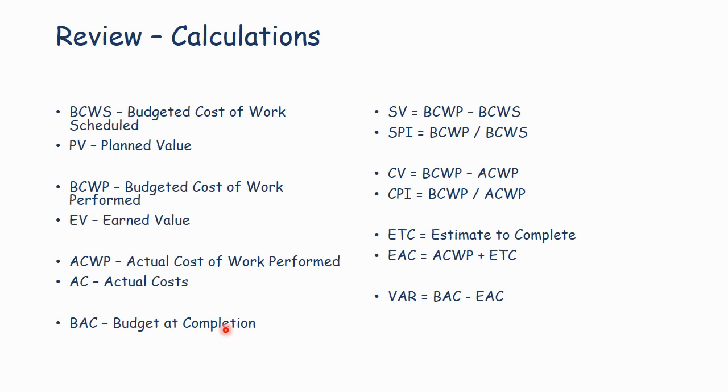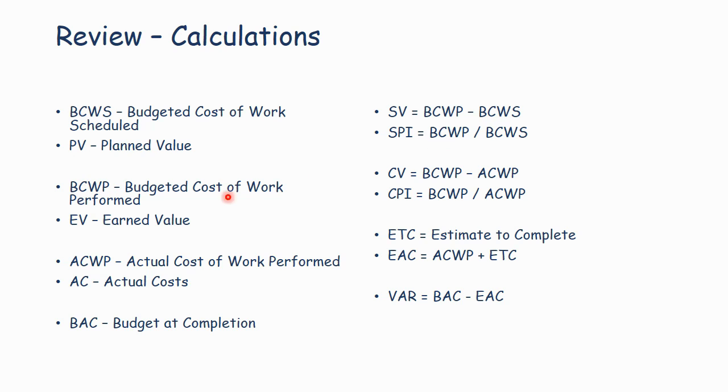The budget at completion is all of this BCWS rolled up into one total. So that's the total budget on the project. So schedule variance takes the budgeted cost of work performed, how much earned value you earned, and subtracts the budgeted cost of work scheduled. So if I perform more work than I was scheduled, this will be positive. If I perform less work than was scheduled, this will be negative.